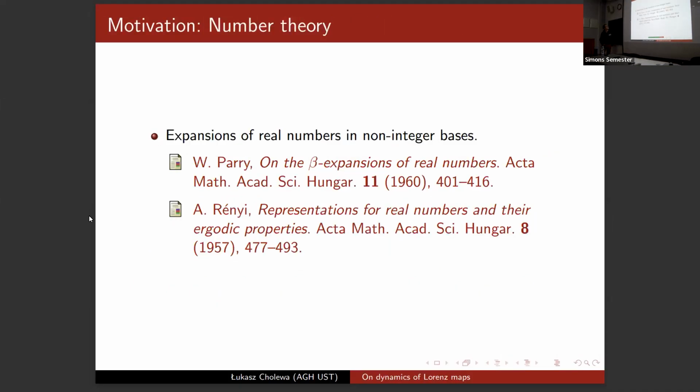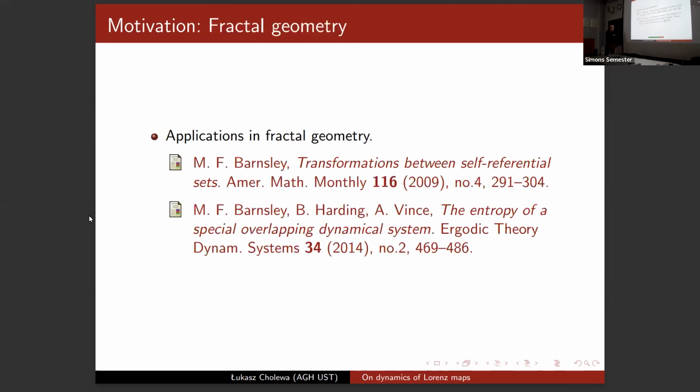Moreover, expanding Lorenz maps with constant slope, so-called beta transformations, are important in number theory, especially in expansions of real numbers in non-integer bases. And in addition, Lorenz maps are also important in fractal geometry. In particular, they appear in recent works of Barnsley.